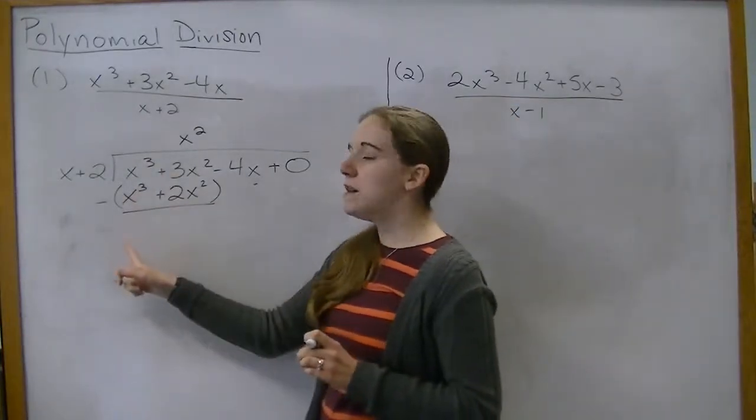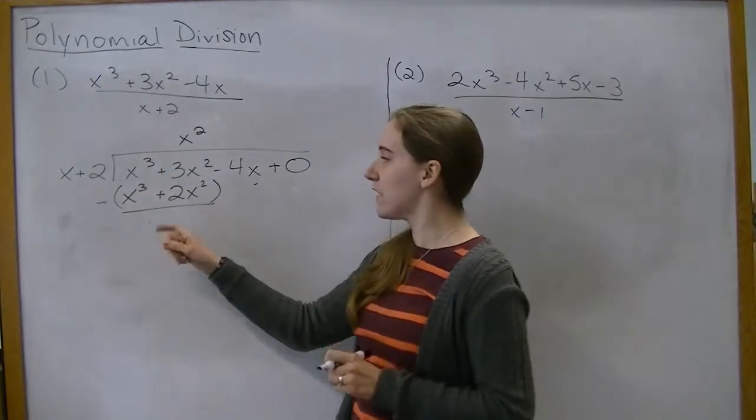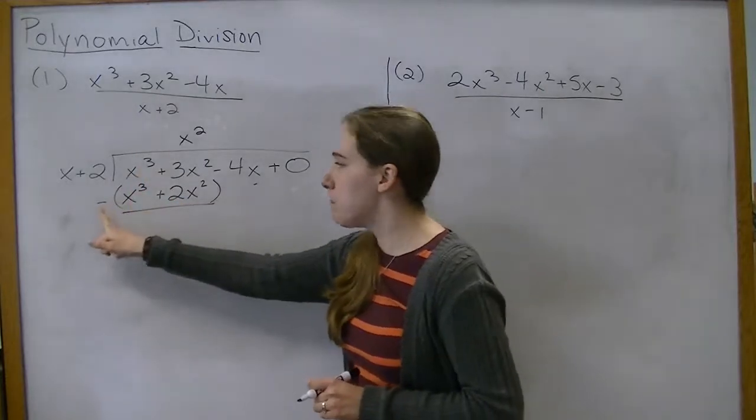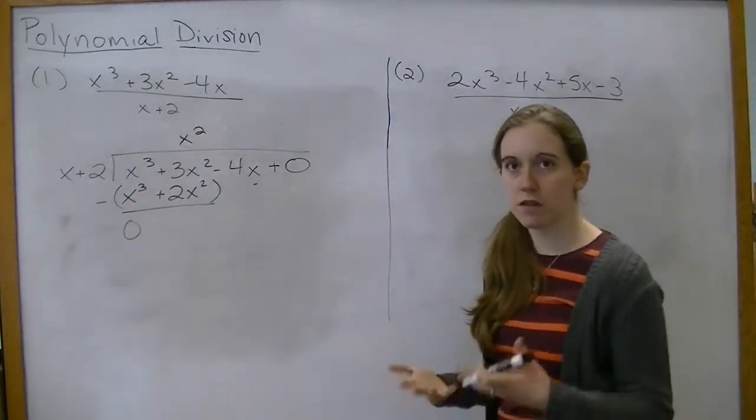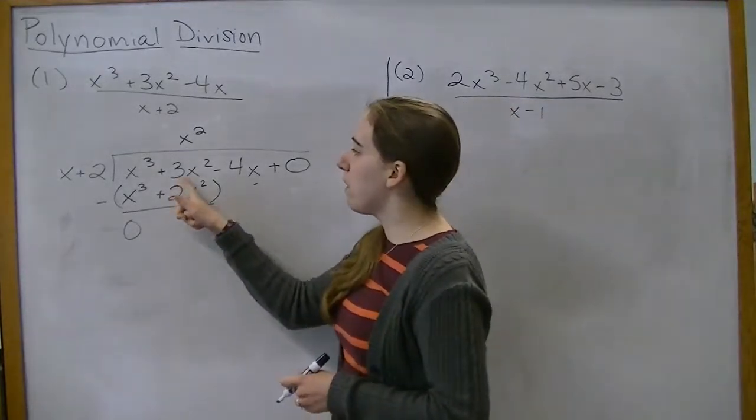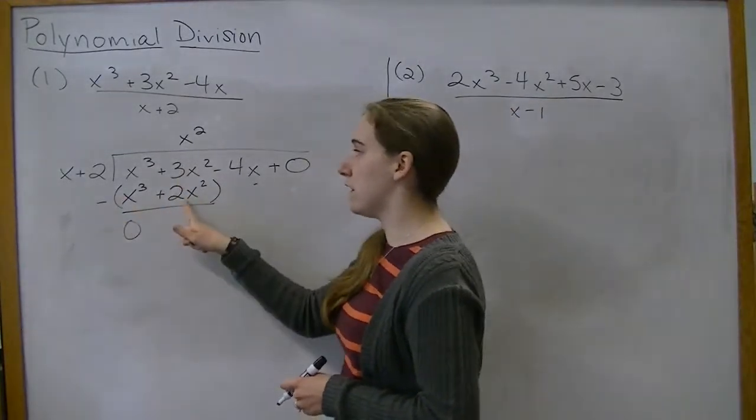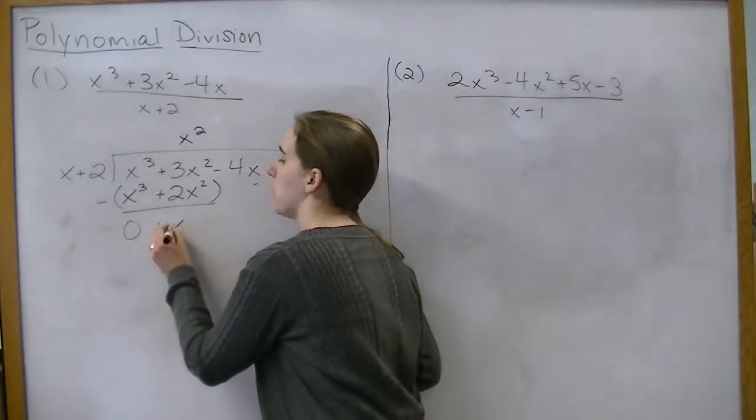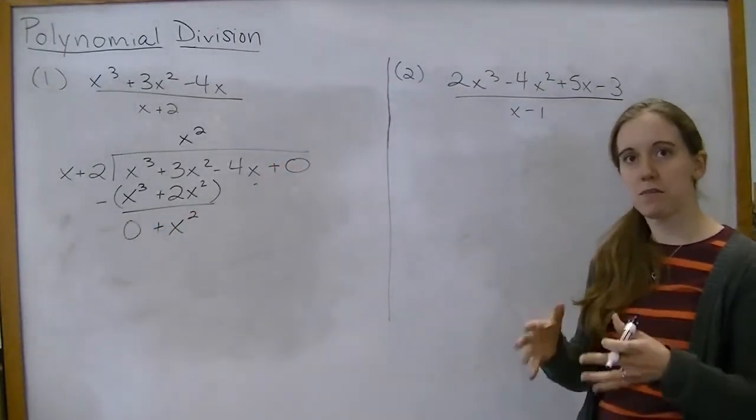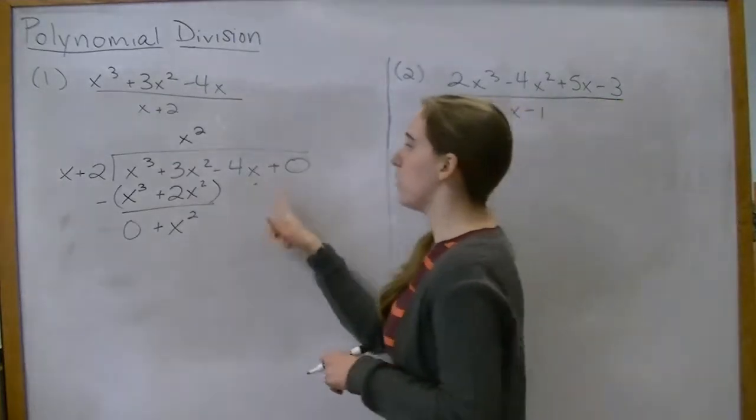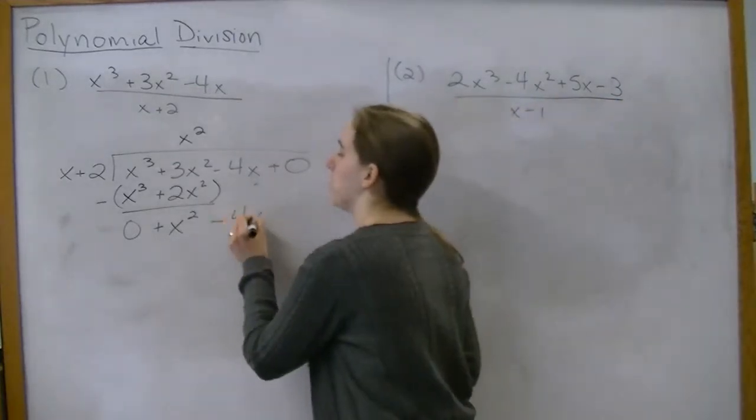And I need to be careful with the subtraction. This is where things get a little tricky. So I have x cubed minus x cubed. That comes out to 0, which is what we wanted. That was our original goal. And then we have 3x squared minus 2x squared. So we just end up with plus x squared. So this is where you kind of have to slow down, be really careful. We can bring everything else down now.